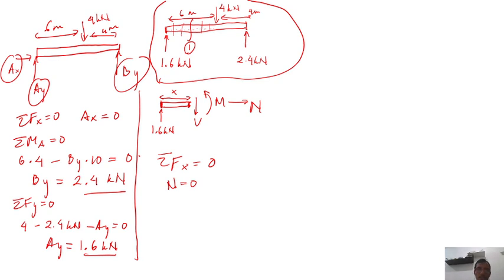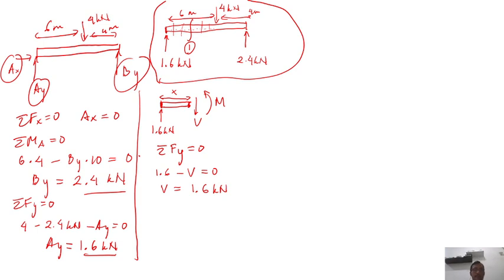Because I know from the beginning that n will be 0, we will not calculate n anymore here. That's why I just delete it. Okay, now let's try to calculate phi, using sigma fy equal to 0. If we use sigma fy equal to 0, what I will get here is 1.6 minus phi equal to 0. In this case, phi is the same as 1.6 kilonewton. Right?